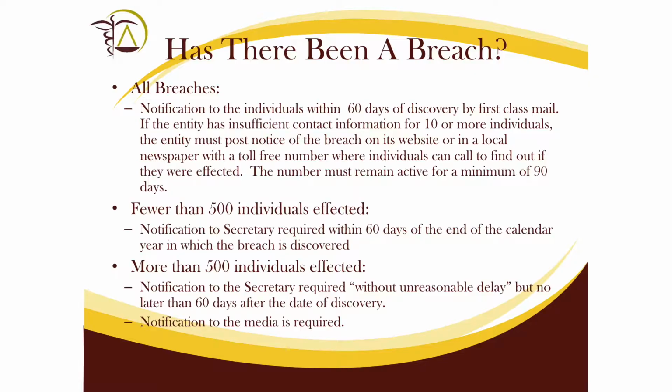If you have fewer than 500 individuals affected, you still have to notify the secretary, but that notification is only required within 60 days of the end of the calendar year in which the breach was discovered. So let's say a breach is discovered tomorrow. You don't have to report that breach until 60 days after January 1, 2017. If 500 or more individuals are affected, notification to the secretary is required without unreasonable delay. That basically means you really should tell the secretary right away, but no later than 60 days after the date of discovery.